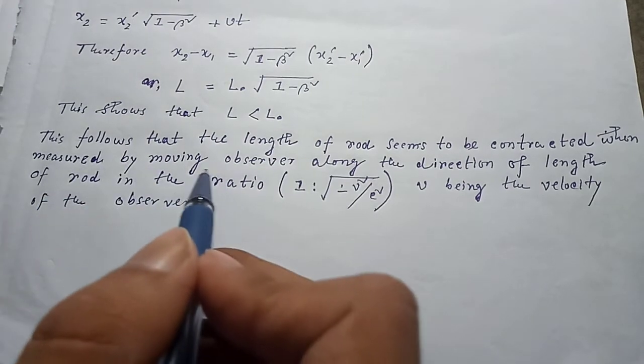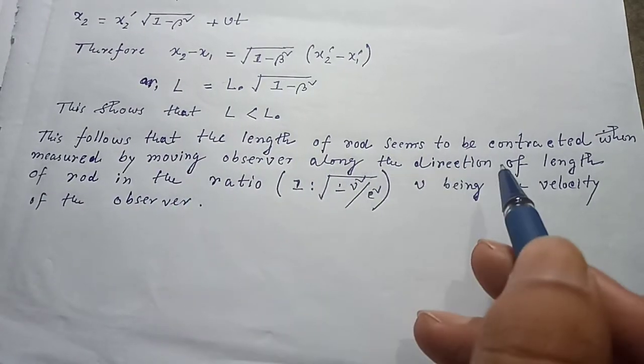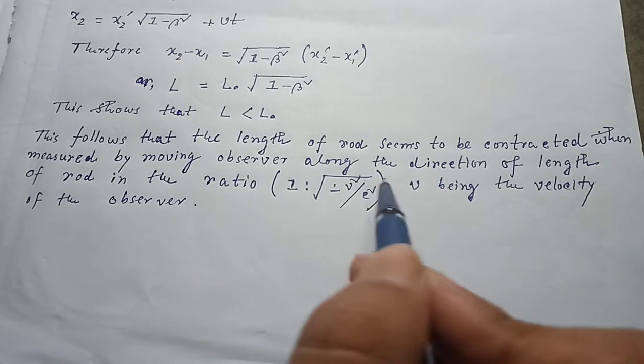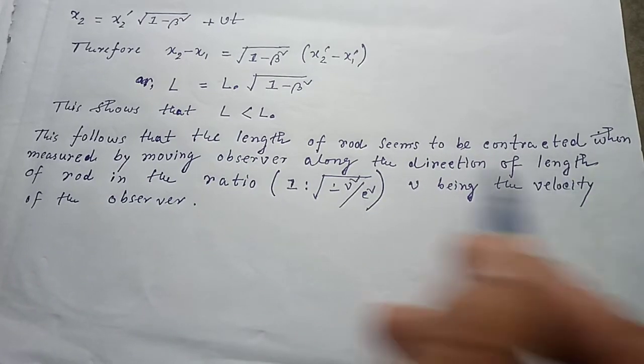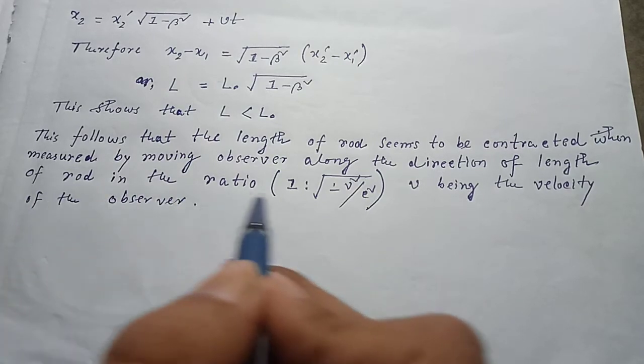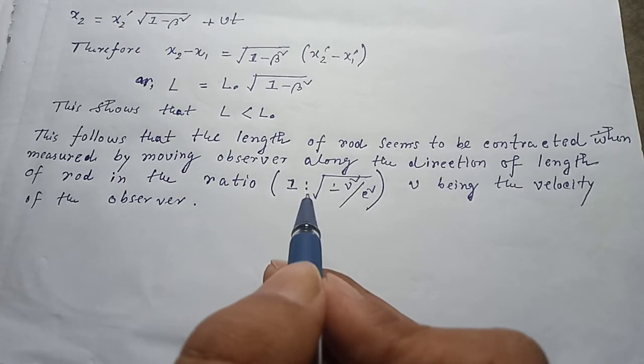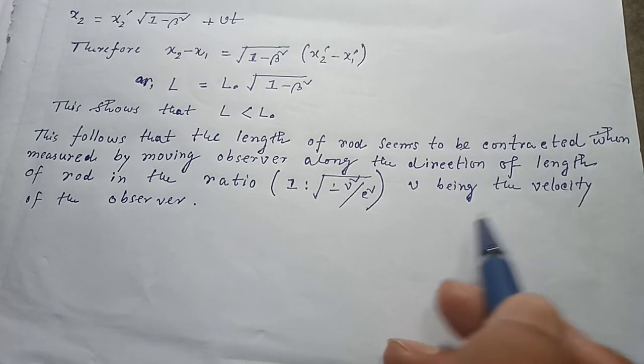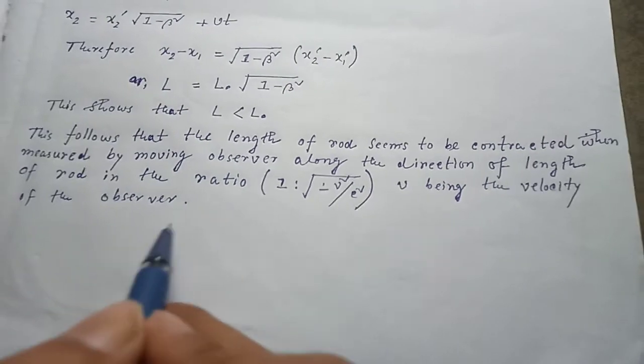This follows that the length of the rod seems to be contracted when measured by a moving observer along the direction of the length of the rod, in the ratio 1 is to root over 1 minus v square by c square, v being the velocity of the observer.